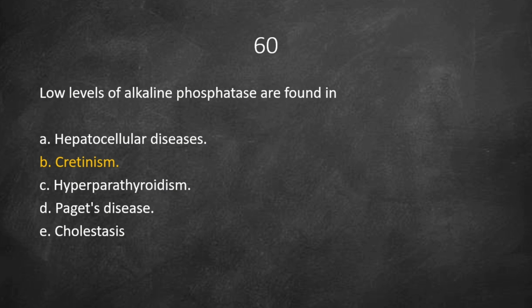Then if you look at Paget's disease, so Paget's disease of the bone is usually characterized by elevated levels of ALP due to bone remodeling and turnover. Then if you look at cholestasis, it's often also associated with, or it leads to, elevated ALP levels due to the accumulation of bile in the liver.